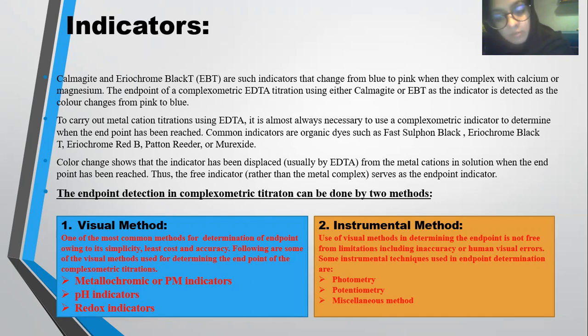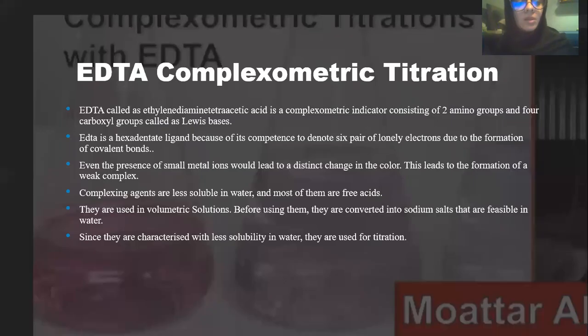Number two, what is the instrumental method? Instrumental methods used to determine the endpoint are not free from limitations, including accuracy or human visual errors. Some instrumental techniques used in endpoint determination are photometry, potentiometry, and amperometric methods.